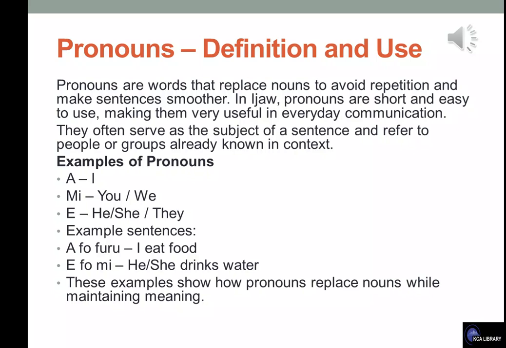Example sentences: Efo furo, I eat food; Efo me, she drinks water. These examples show how pronouns replace nouns while preserving meaning and improving the flow of communication in Ijaw.